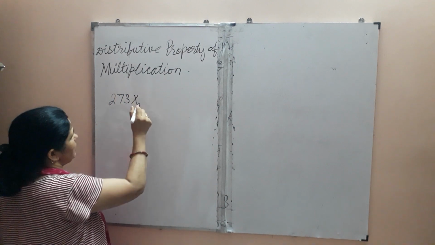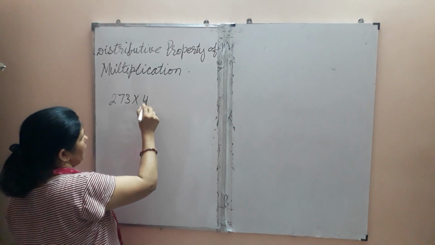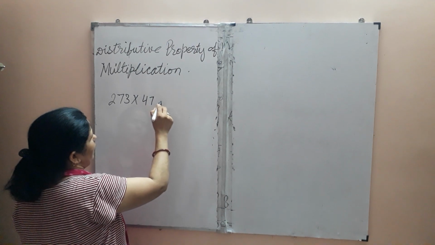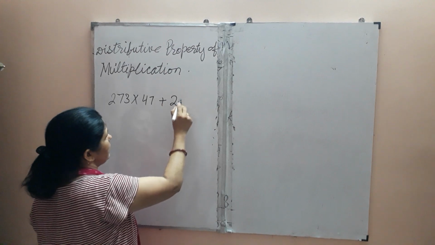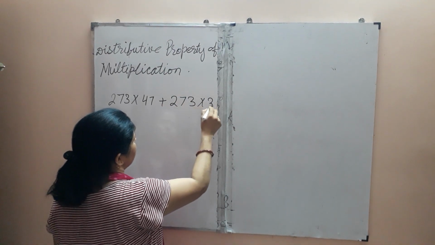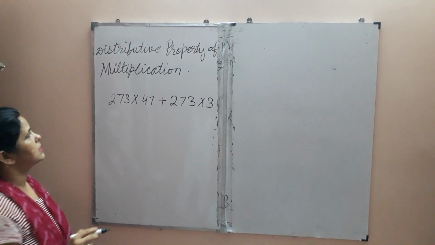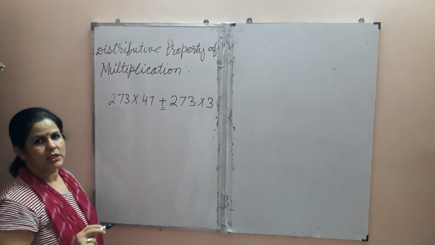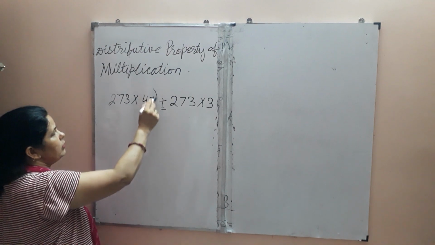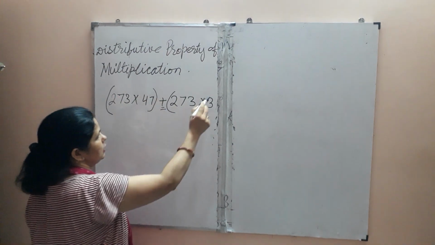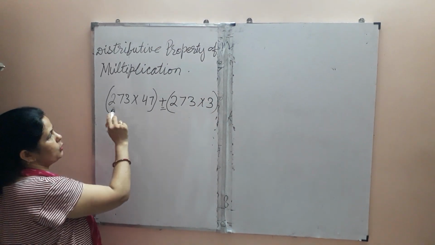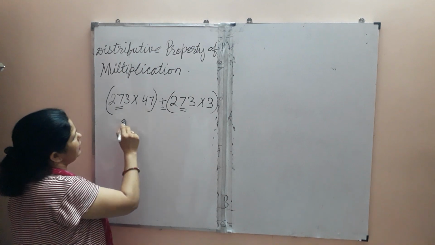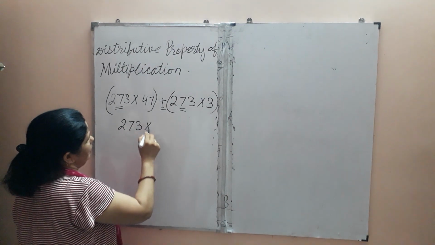273 multiplied by 47 plus 273 multiplied by 3. So in this case, we will make two groups. The groups are separated by addition or subtraction. So one group is this and another group is this. In both the groups, one thing is common, that is 273. So we will take 273 common.